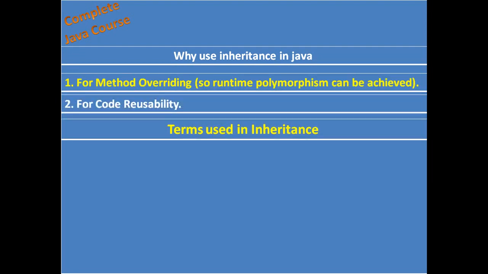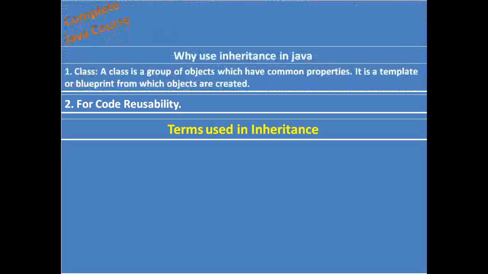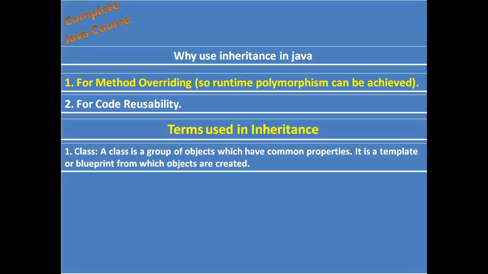Terms used in inheritance. Let's first go into depth in inheritance. We understand some terms which are used in inheritance. Number 1, class. A class is a group of objects which have common properties. It is a template or blueprint from which objects are created. So we can say a class is a blueprint or template, and we can create multiple or n objects for a class.